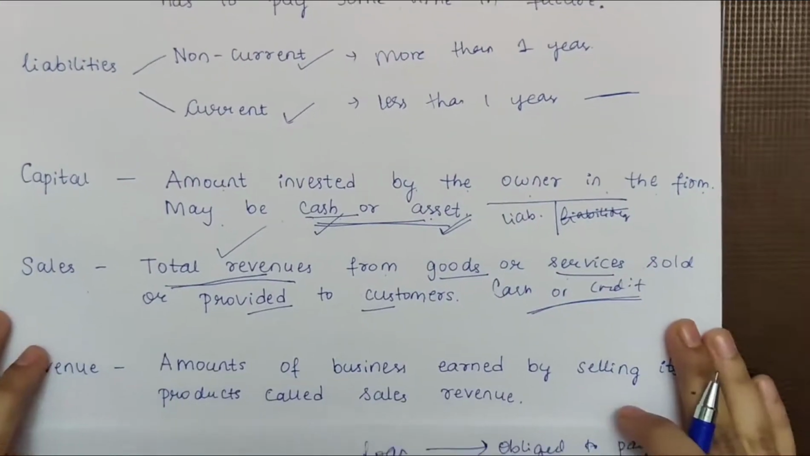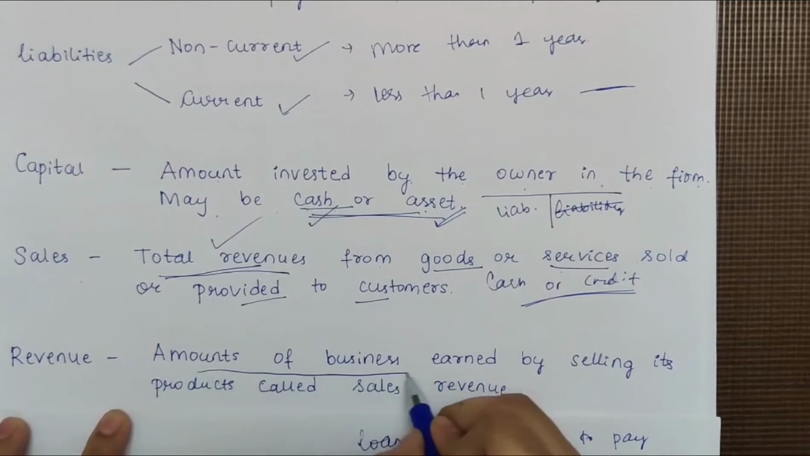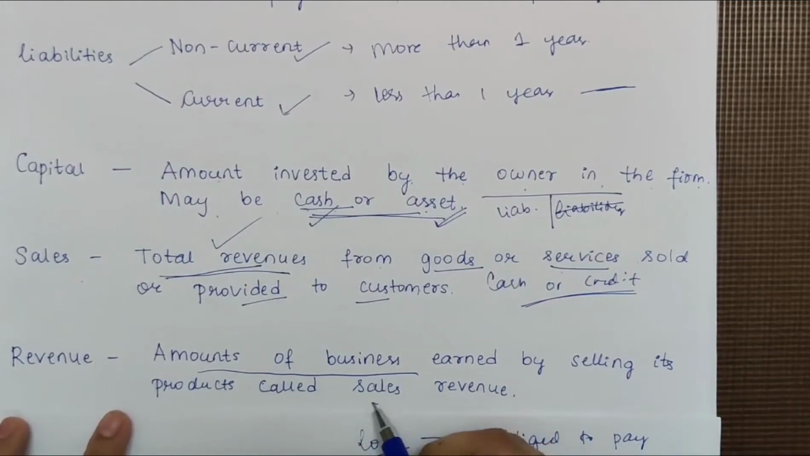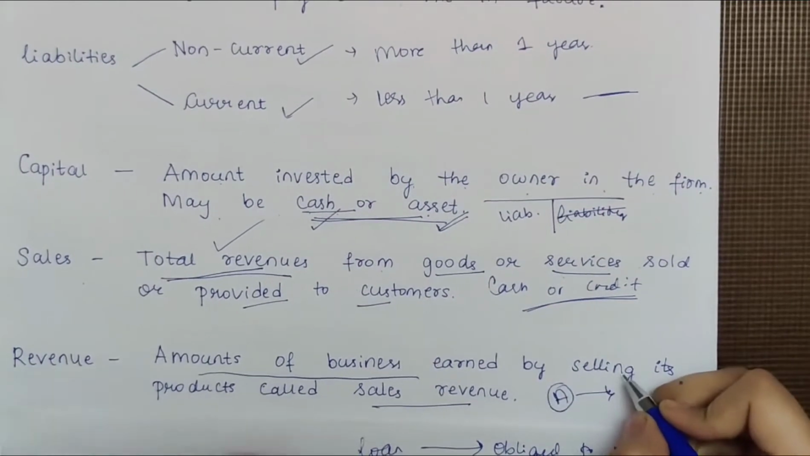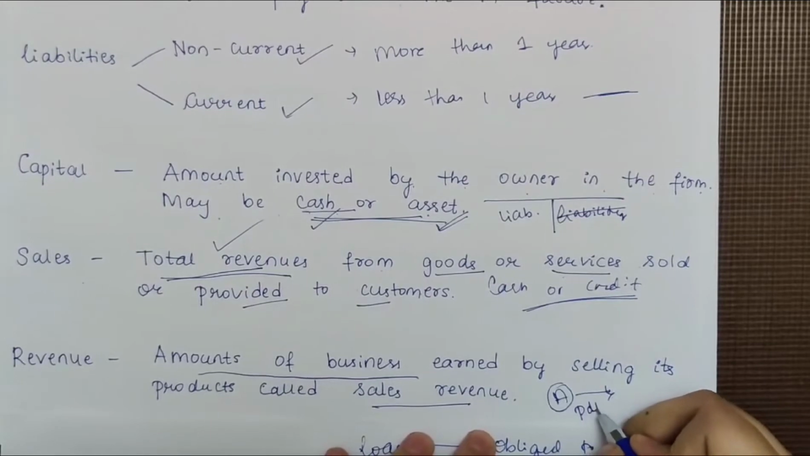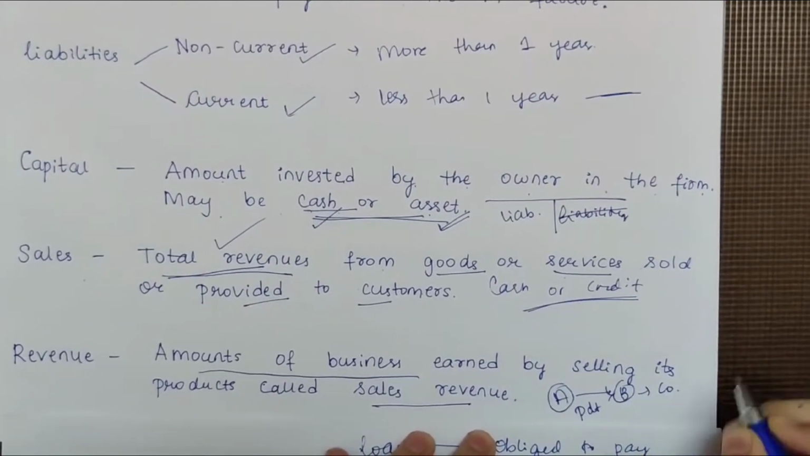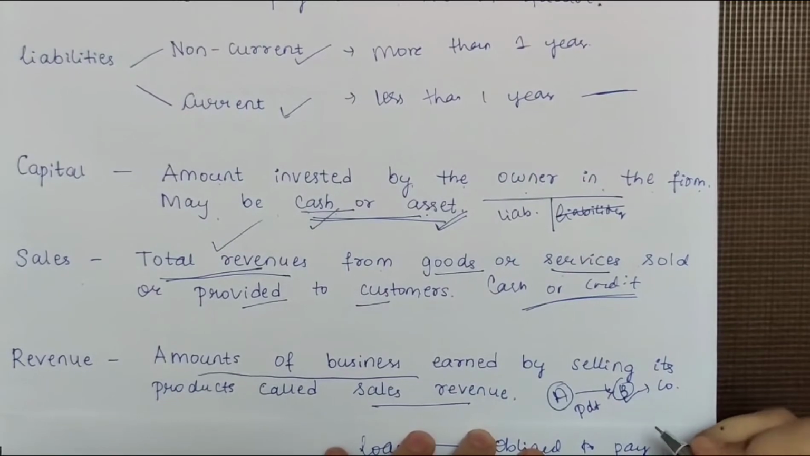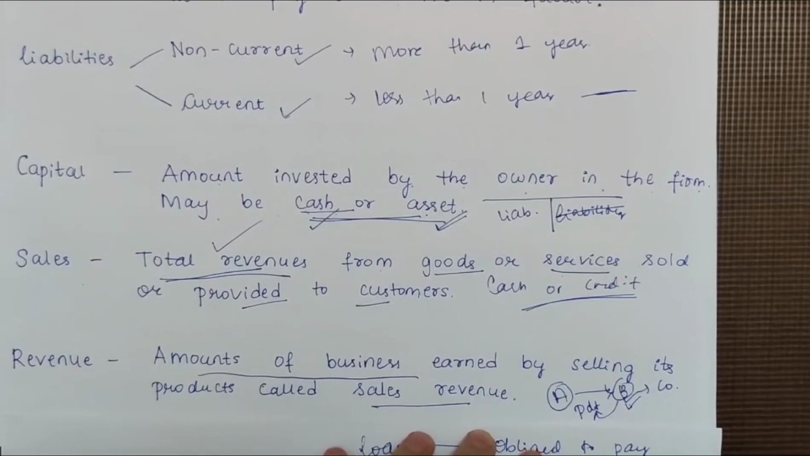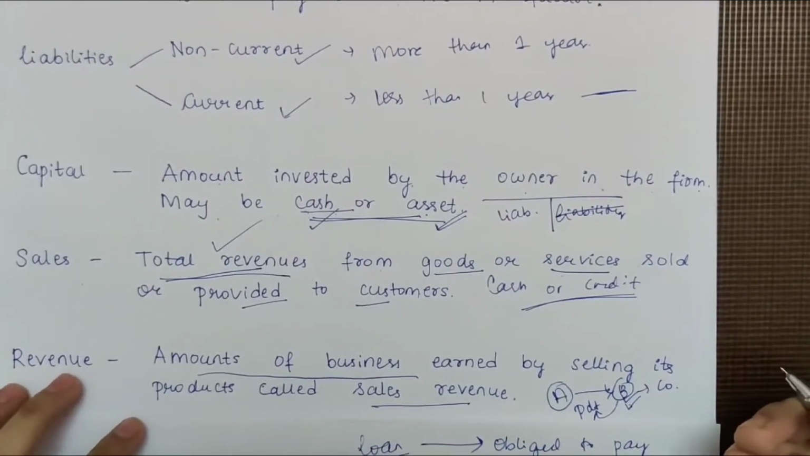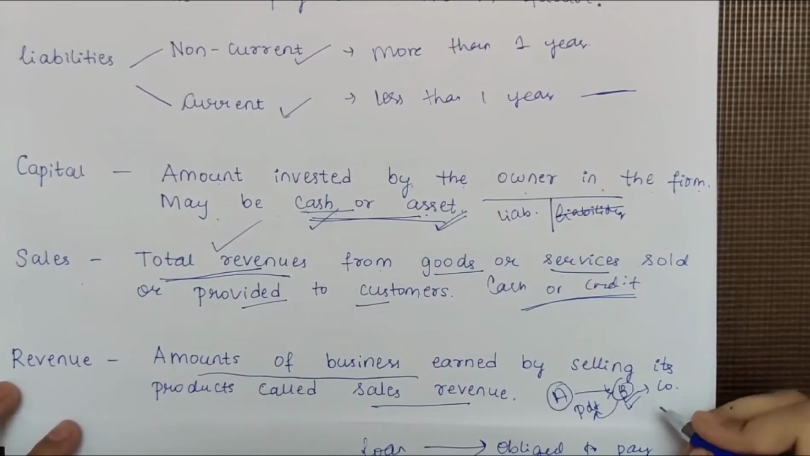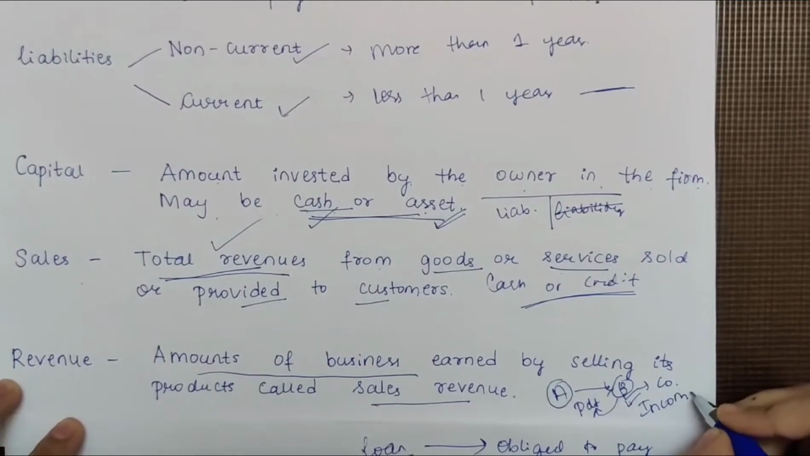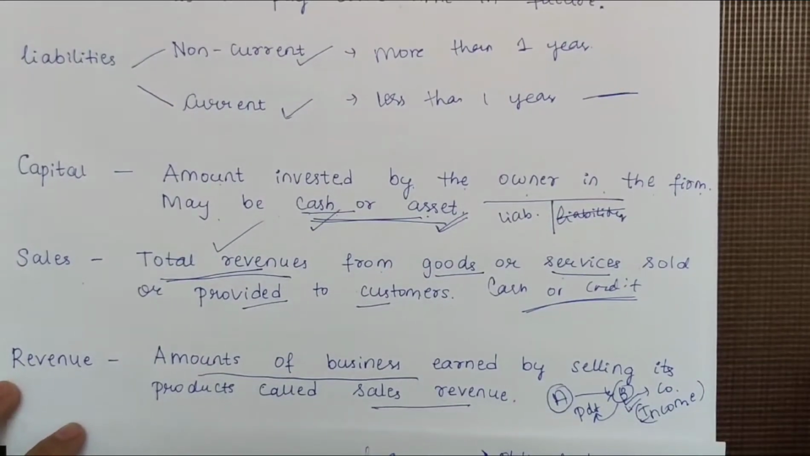And the next one is revenue. So what is revenue? Amounts a business earns by selling its products is called sales revenue. For example, A is a person. He gets a product from B, which is a company. So here B will get revenue from the product he has sold. That is called revenue. Revenues are also called commission, interest, dividend, royalties, rent received. So all that will come in revenue. And revenue is also called income.